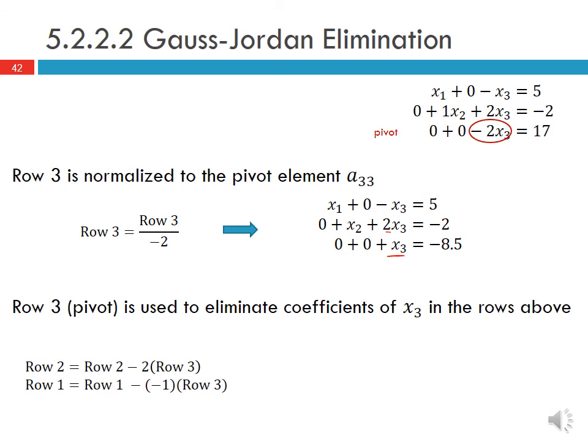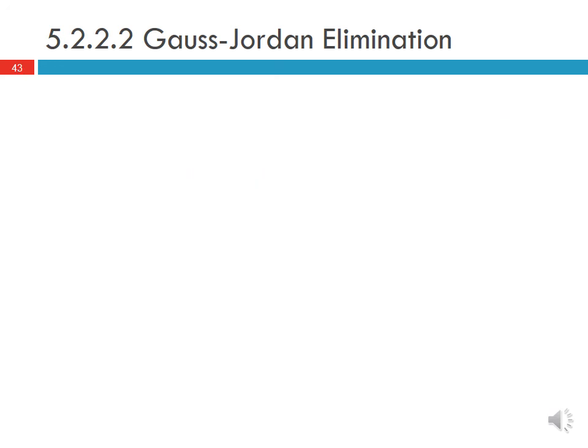We can do this by saying row 2 is equal to row 2 minus 2 times row 3, and row 1 is equal to row 1 minus -1 times row 3. This gives us the set of equations shown here, and you can see that we can now find each of these variables directly. So x1 is -3.5, x2 is 15, and x3 is -8.5.